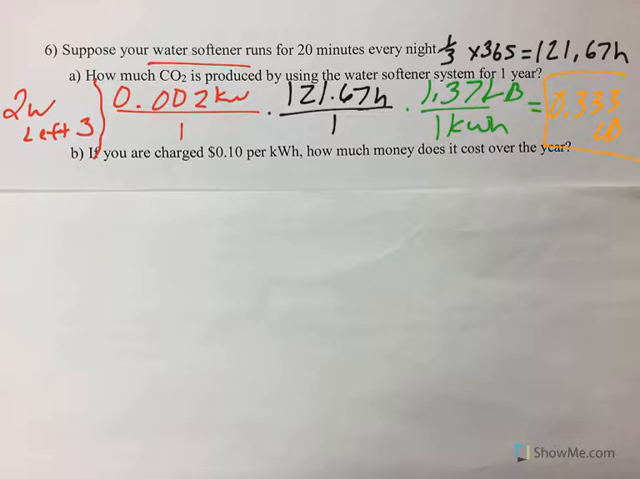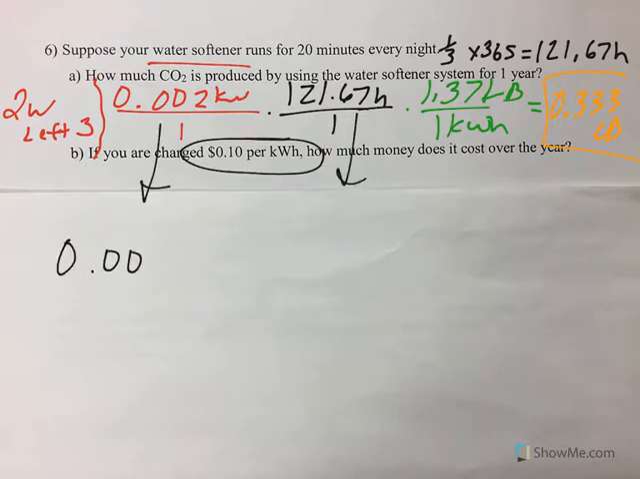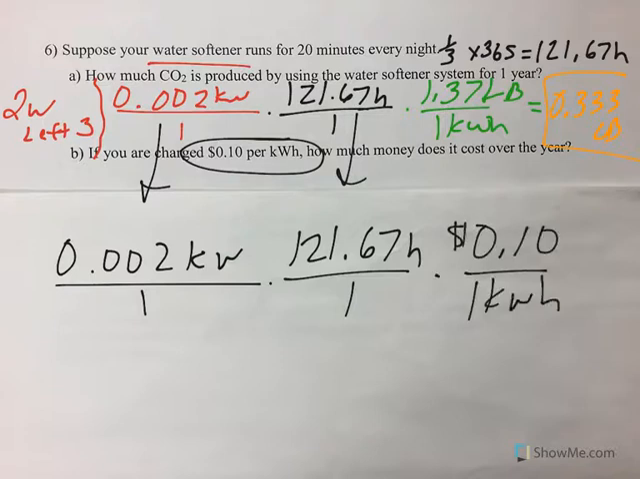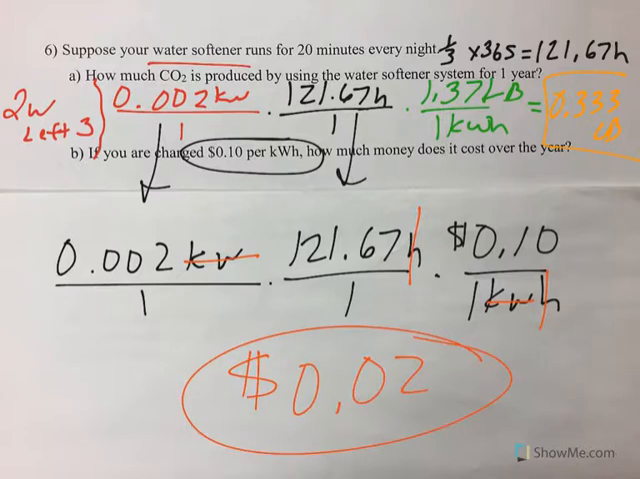That's not much. Now, part B, slightly different, says, let's pretend you're charged 10 cents per kilowatt hour. How much does it cost you? That just means the first 2 pieces come along for the ride because we need kilowatts. We need the hours that we use this in a year, and then it says 10 cents per kilowatt hour. So my kilowatts cancel out with kilowatts, the hours cancel out with hours. I multiply. This is going to cost you 2 cents, which just seems like not very much money at all.